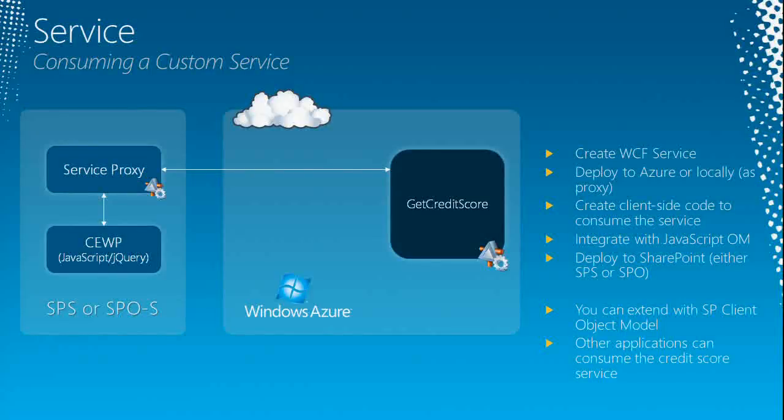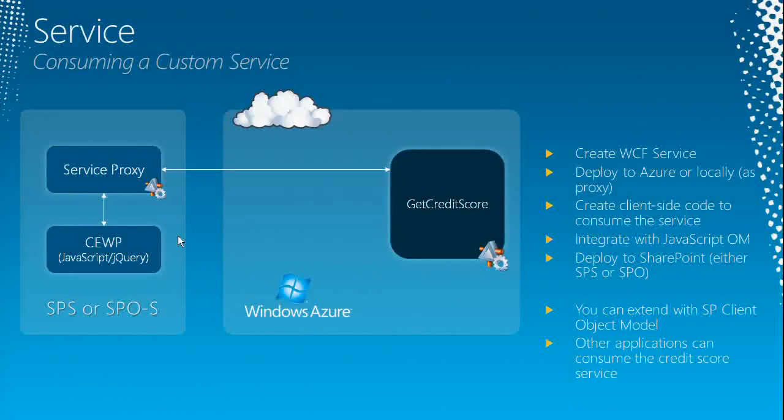So basically, the architecture here on the SharePoint side of things, we have SharePoint Server. And in the context of JavaScript and jQuery, understand that I could extrapolate this out to Office 365. So the JavaScript and jQuery libraries would work in the cloud as long as my service lives in Windows Azure, because that lives in the cloud as well. And then I'm going to have my get credit score that I will actually deploy into Windows Azure.